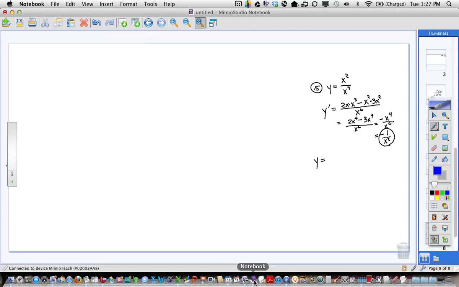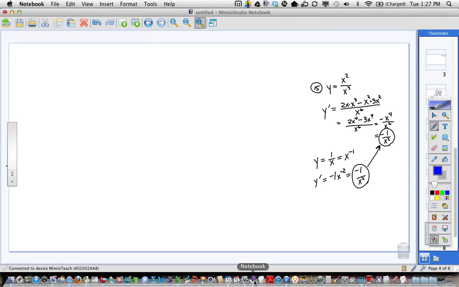Now, I think it would have been much simpler in the beginning to just simplify this first. What's x squared over x cubed? 1 over x. Well, we just talked about how you do the derivative of 1 over x. You first write it x to the negative first. Then you do your power rule. So y prime would be negative 1 x to the negative 2, which is negative 1 over x squared, which is the same thing. So again, you would have been better off simplifying it first.